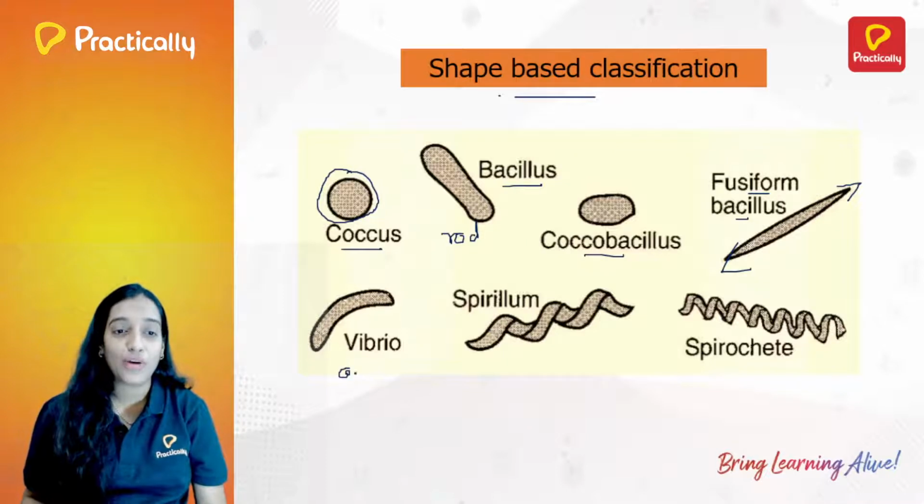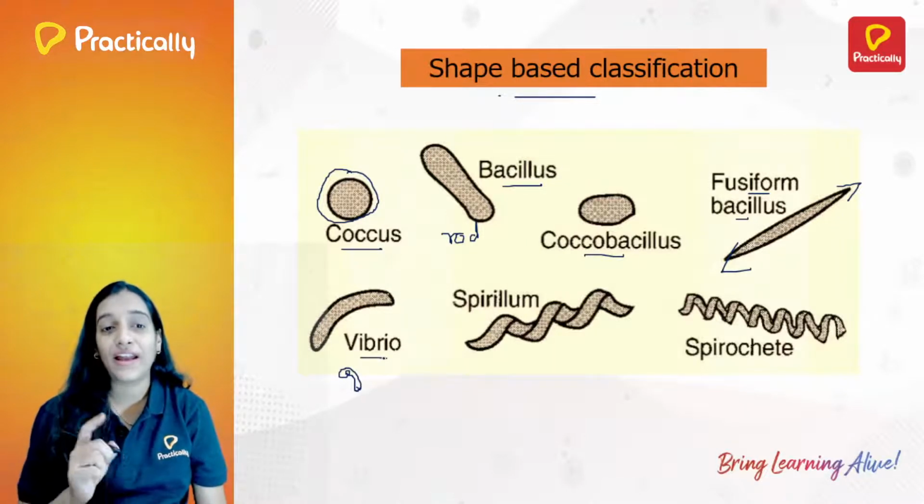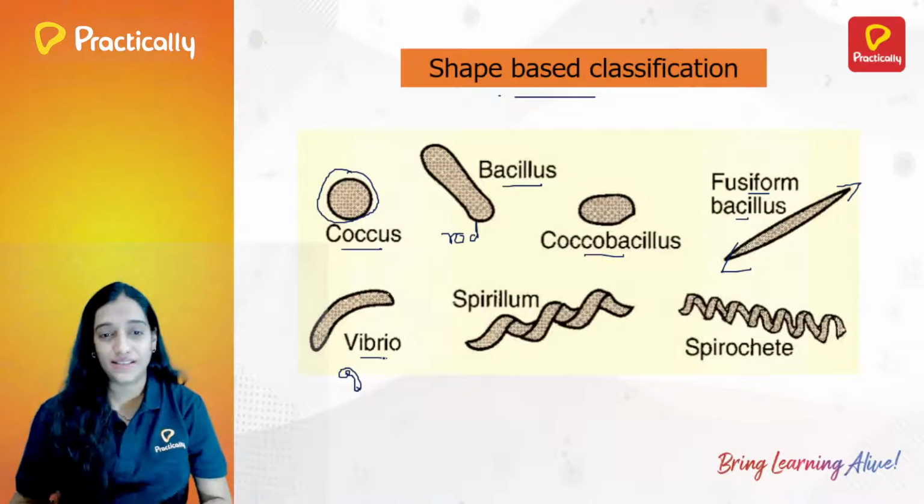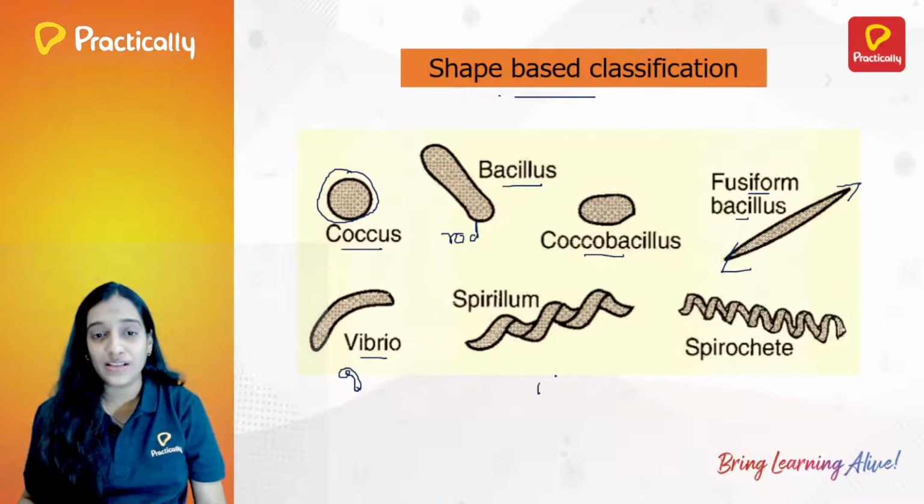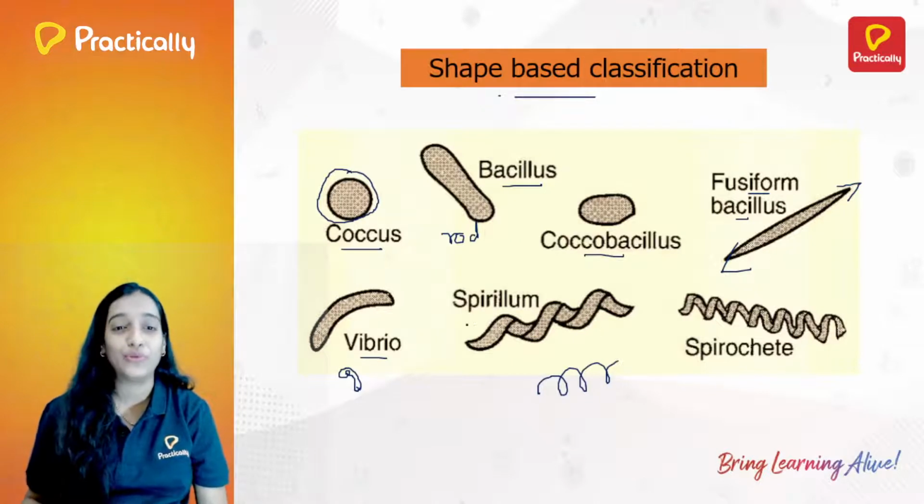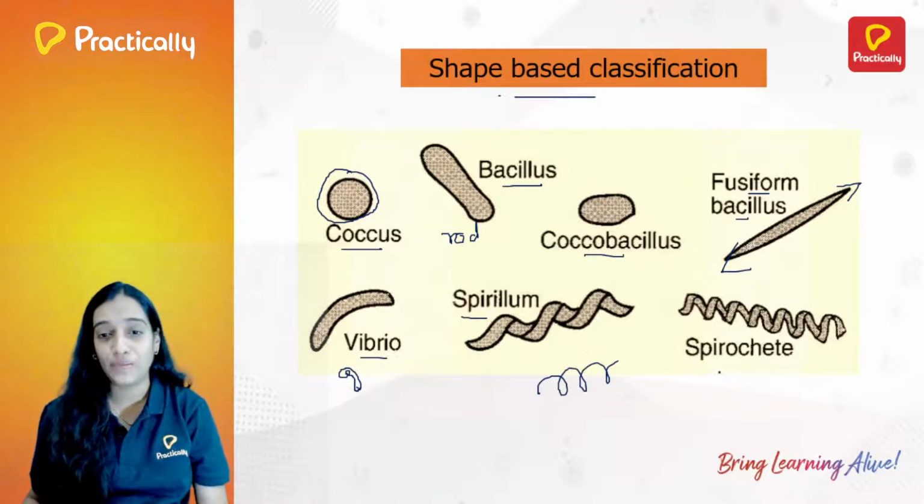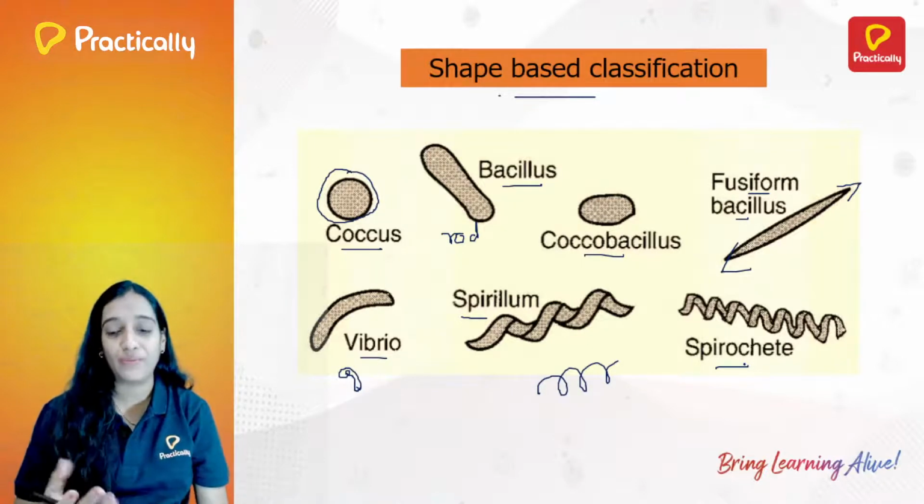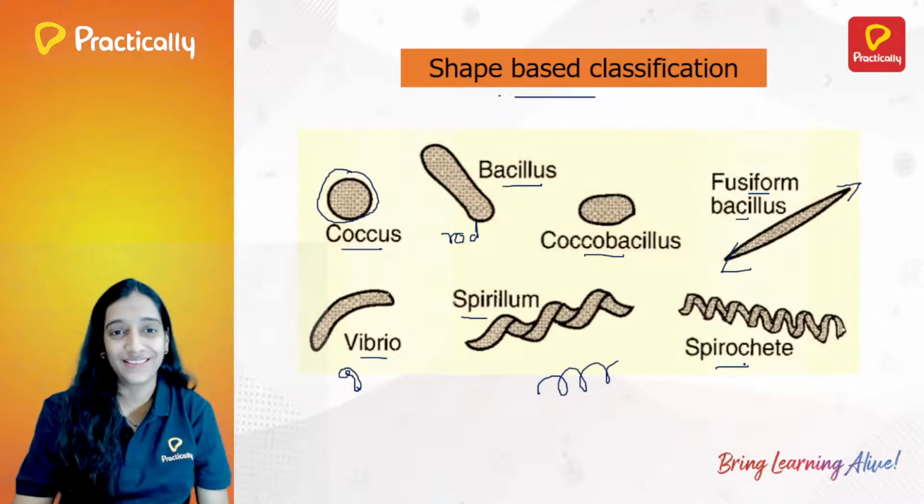Then we have the comma shape, right? The comma shape is known as vibrio, and vibrio is usually pathogenic. Pathogenic means it can cause diseases. Then some spiral shaped microorganisms or bacteria are known as spirillum and spirochetes. So keep these terms and forms in mind for your future reference.